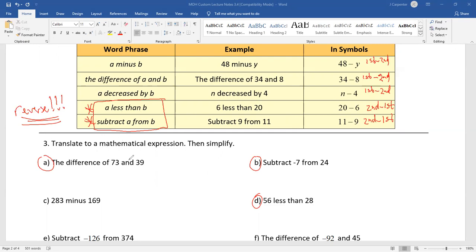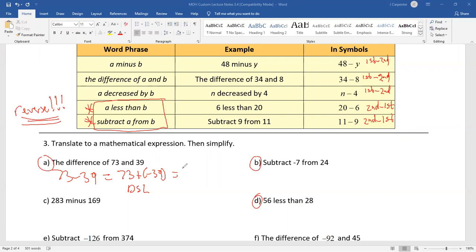The difference of 73 and 39. Difference of does not reverse the order. That's the second one. So that's 73 minus 39. And again, technically, you don't have to do the rewrite here, but let's just practice it anyways. That's 73 plus negative 39. DSL, 73 minus 39, which is exactly what it said to do originally, right? 13 minus 9 is 4, then 6 minus 3.